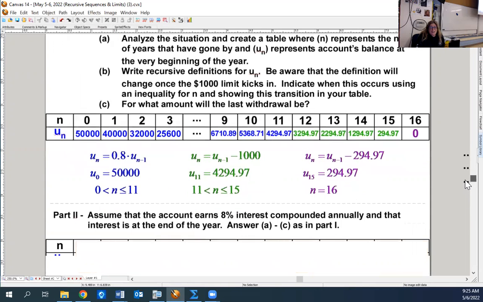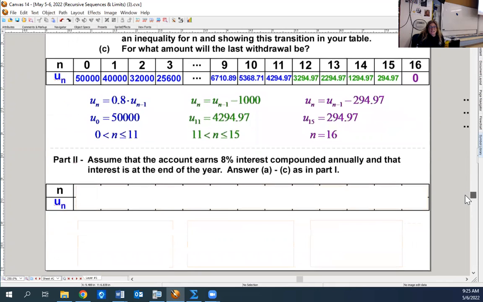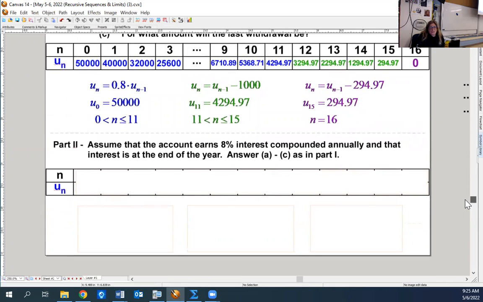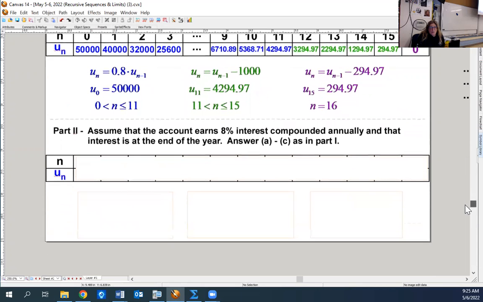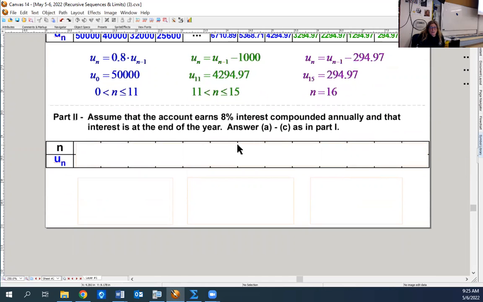Scrooge puts the same money, same rules, but this time our account is earning 8% interest. Right? And the interest is at the end of the year. So we're going to use the same rules. He still has 20% until he gets below 5,000. So what's that equation going to look like, guys? Now I'm getting 8% interest. Anyone have any surmises, hypotheses?